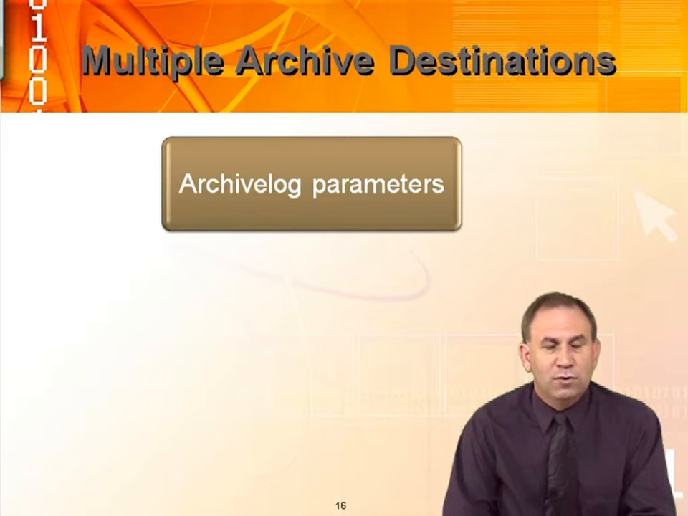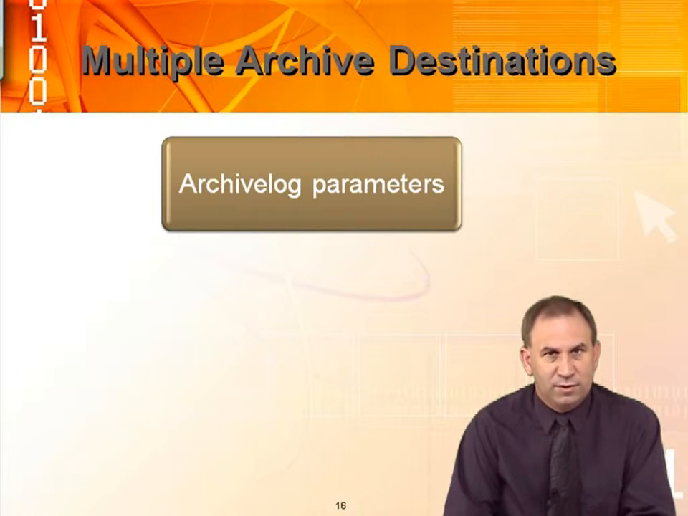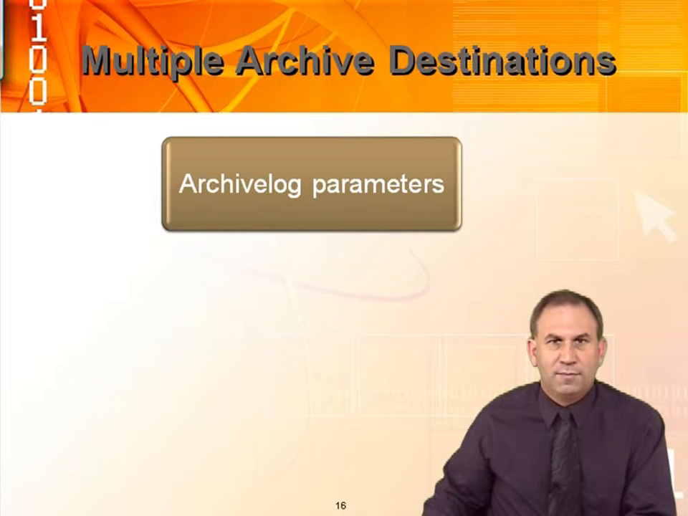By writing to multiple archive log destinations, Oracle requires that one of those destinations be a local destination, local to that node, and one of the destinations can be a remote node. Say if you're in a standby scenario, one of those nodes could be in your primary site and the other node could be in a secondary site.